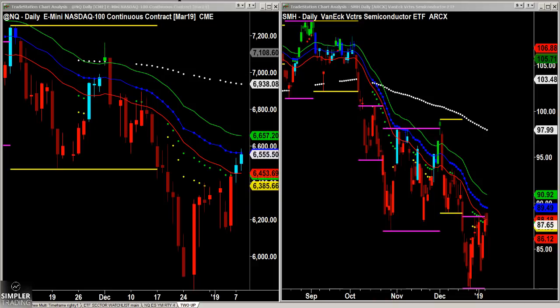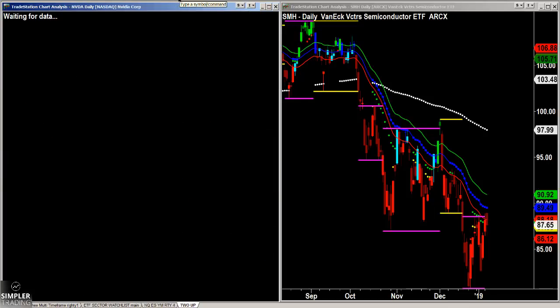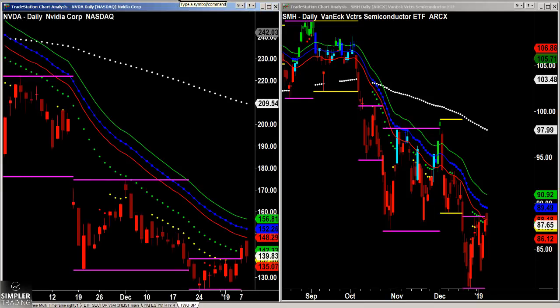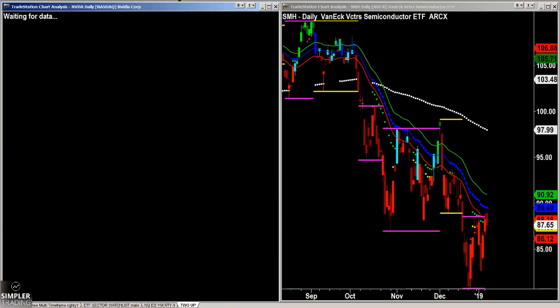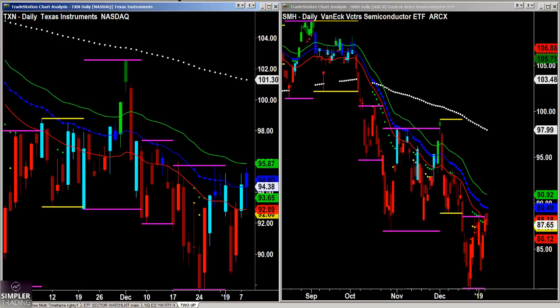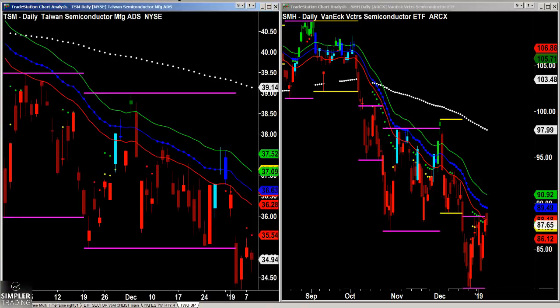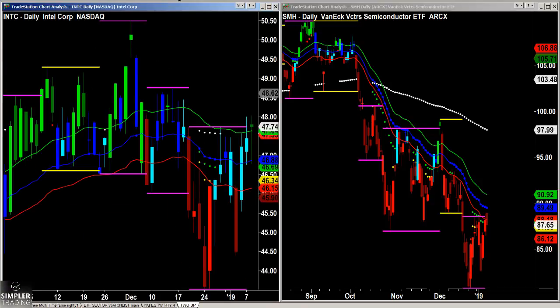Well, one of the names that I really had my eye on, but it's heavily weighted enough within the SMH that I didn't have to go redundant on it, was NVIDIA. I wanted to short NVIDIA. So think about the top weighted names in the SMH. Number 6, I think, is Broadcom. Then we've got NVIDIA, Texas Instruments, Taiwan Semiconductor, and finally, a whopping 13.75% of the SMH is Intel.